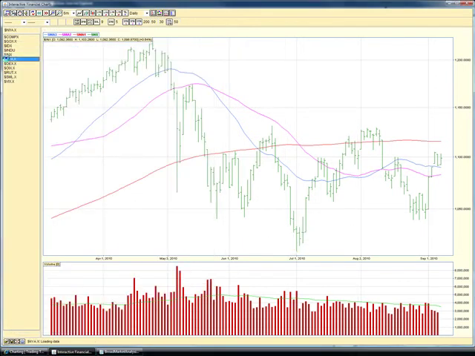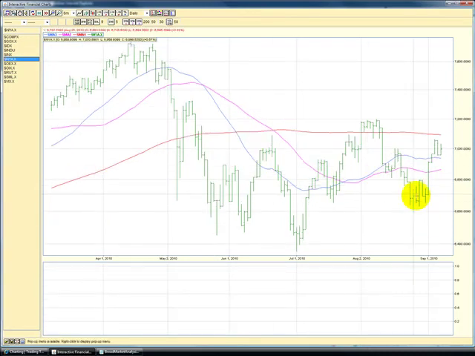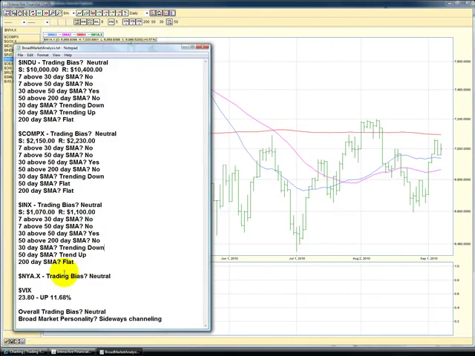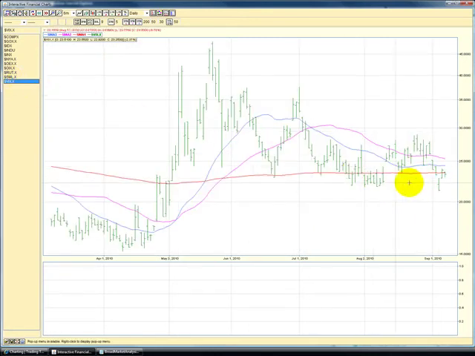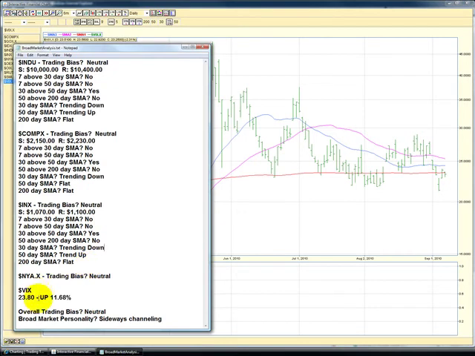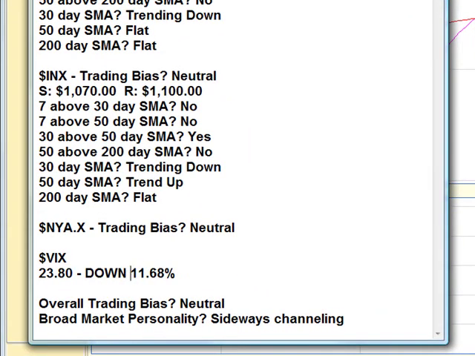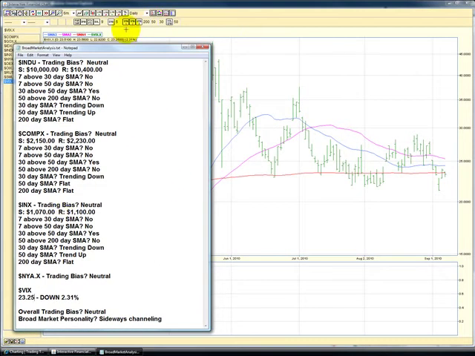New York Stock Exchange Composite Index. Very much neutral, just like the rest. The VIX Volatility Index isn't quite where it was last Friday, but it did go a little bit down, closing at 23.25. So what I see that we're doing here, we're still sideways channeling.